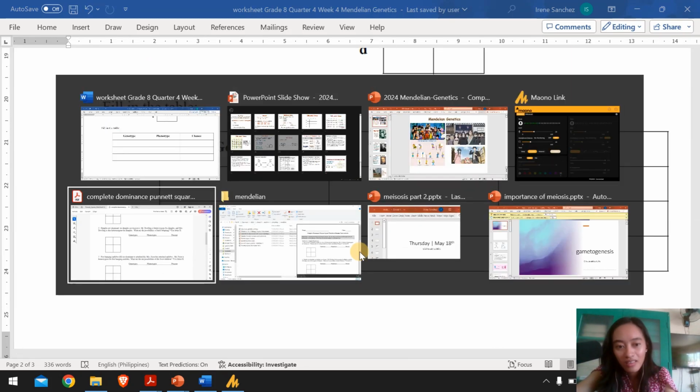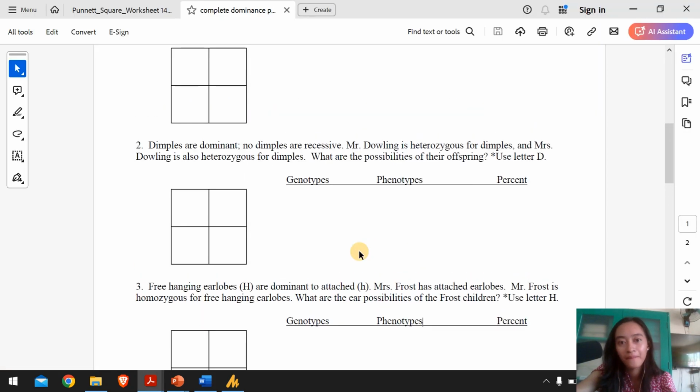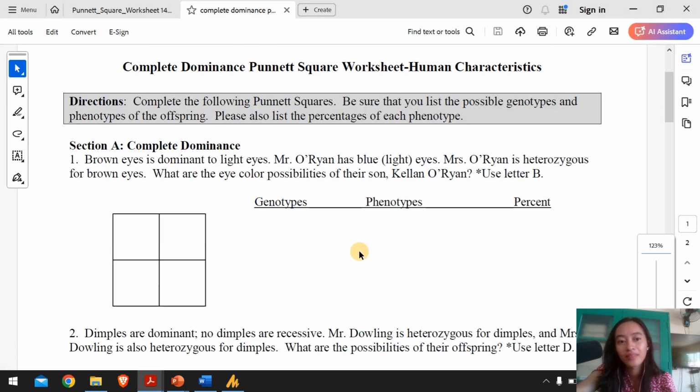How about another example? This one. Okay. This is complete dominance in Mendelian genetics, meaning one really dominates. In non-Mendelian genetics we have other rules, which I said we have not covered yet. Okay, so situation A: brown eyes is dominant to light eyes.